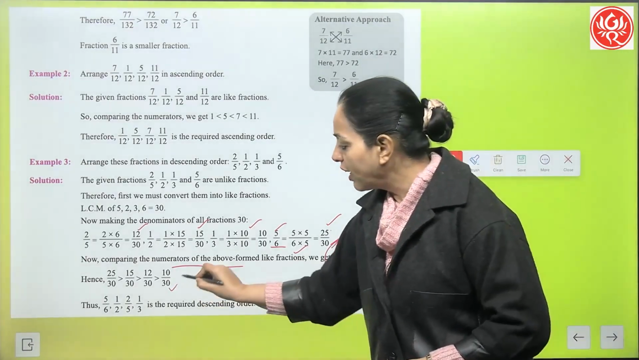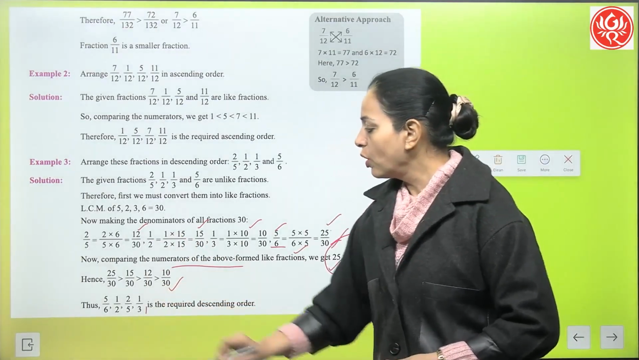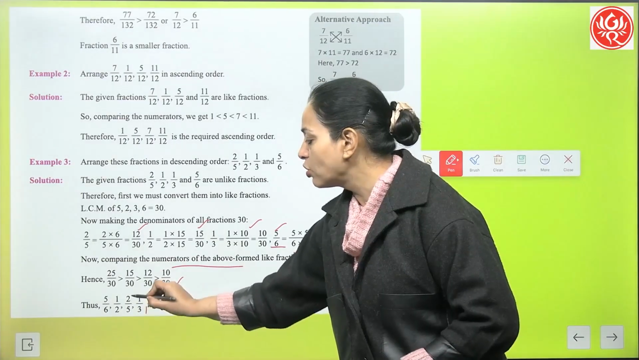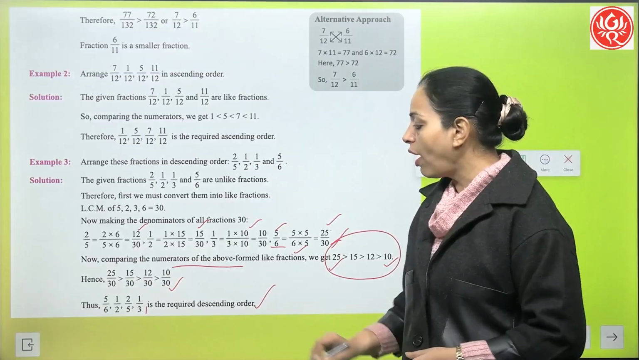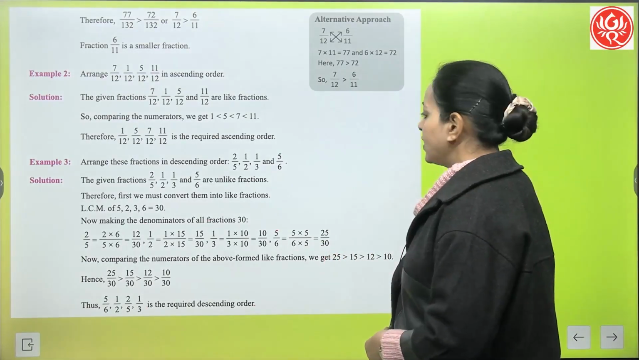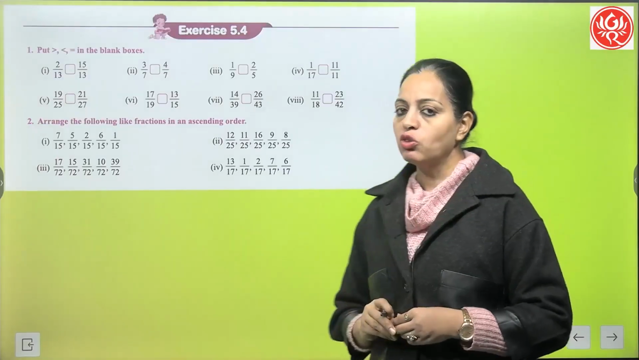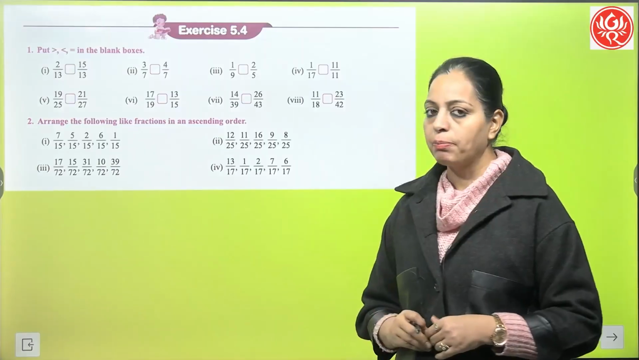Okay, so we are getting this one. Now write in original form. So here 5 by 6, 1 by 2, 2 by 5, 1 by 3. So this is the required descending order. Very easy, very simple. Okay, now we are coming to exercise 5.4 based on such type of examples.